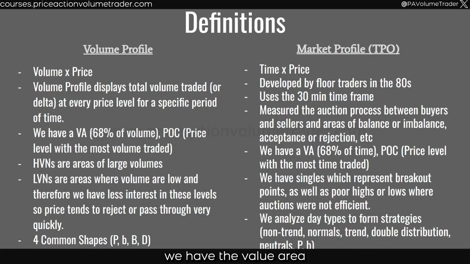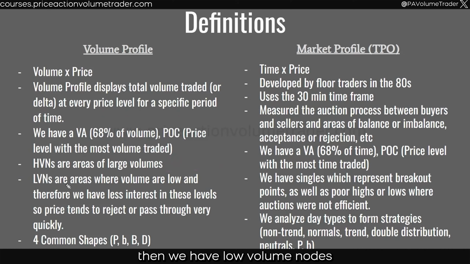Okay, so we have the value area, which is going to be 68% of where the traded volume was. We're going to have a point of control, which is the price level with the most traded volume. And then we're going to have a value area high and low, which are the extremes of the value area limits. Then we also have, like I said, high volume nodes. These are areas where large volumes have been accumulated, so this implies that price was consolidating in these areas, building up more traded volume there.